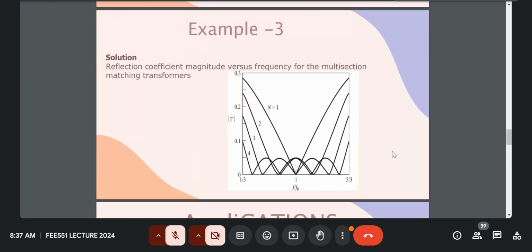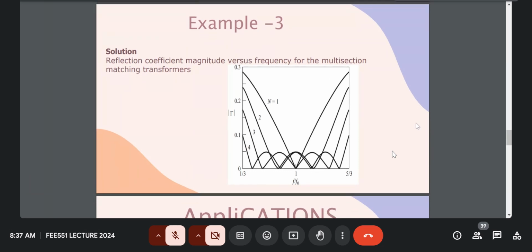of the reflection coefficient versus frequency for the multi-section transformers. So for this case, we see the equal ripple within a specific frequency band, such that beyond this band, the response doesn't behave as we expected it to. And we now have our Chebyshev transformer.